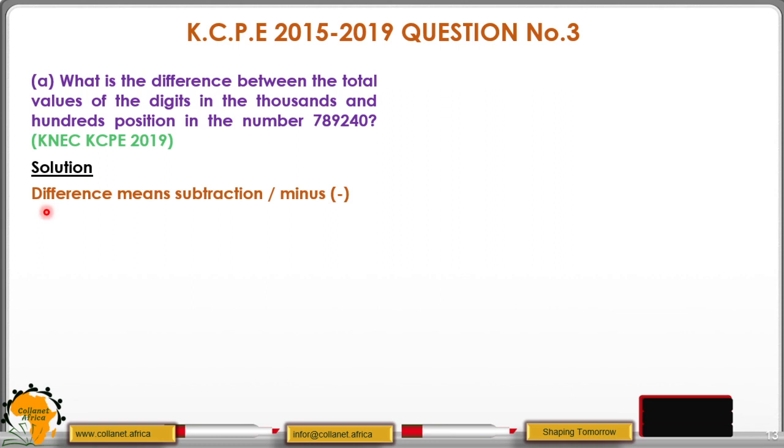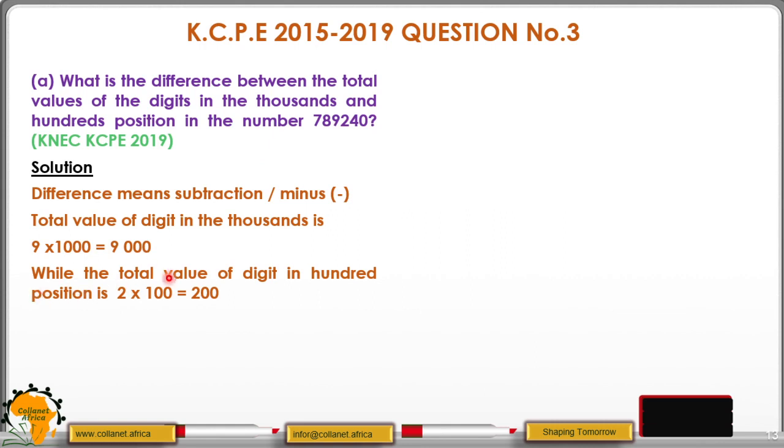So solution: the difference is subtraction, minus, the sign indicated there. The total value of the digit in the thousands is 9. So you have ones, tens, hundreds, thousands. So this is a 1,000, so it is 9 times 1,000, you get 9,000. That's the total value. While the total value of the digit in the hundreds position is 2: ones, tens, hundreds. So 2 times 100, you get a total value of 200.